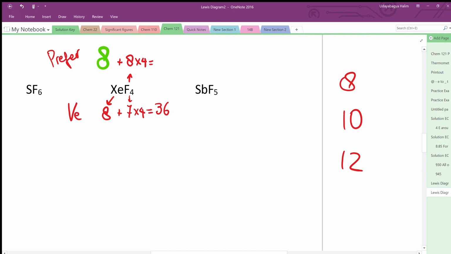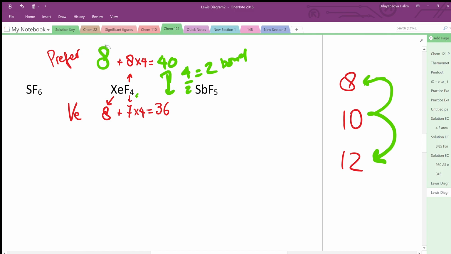So if you calculate this one, 8 times 4 is 32, plus 8 is 40, and you calculate the number of bonds, this is 4 divided by 2, so you only have 2 bonds, right? And you have 4 fluorine, so that's not right. So this is your first guess, and it's incorrect. You need to have at least 4 bonds, so I'm going to move 2 steps over.